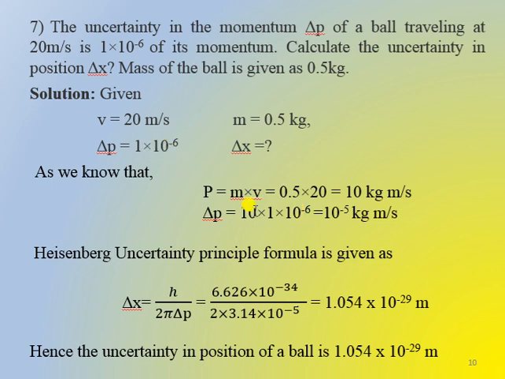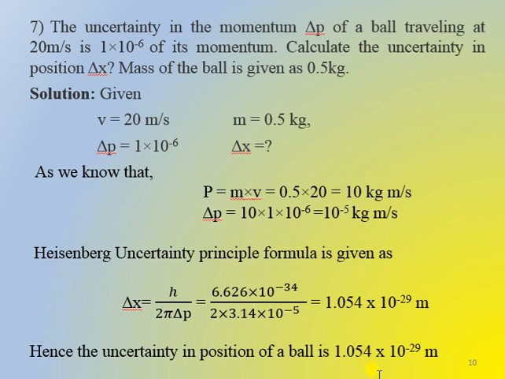Again use this formula. Uncertainty in position equals h upon 2 pi into delta p. This is the value of h, divided by 2 into 3.14 into delta p, that is 10 raised to minus 5. It is equal to 1.054 into 10 raised to minus 29 meter. Hence, the uncertainty in position of the ball is 1.054 into 10 raised to minus 29 meter.